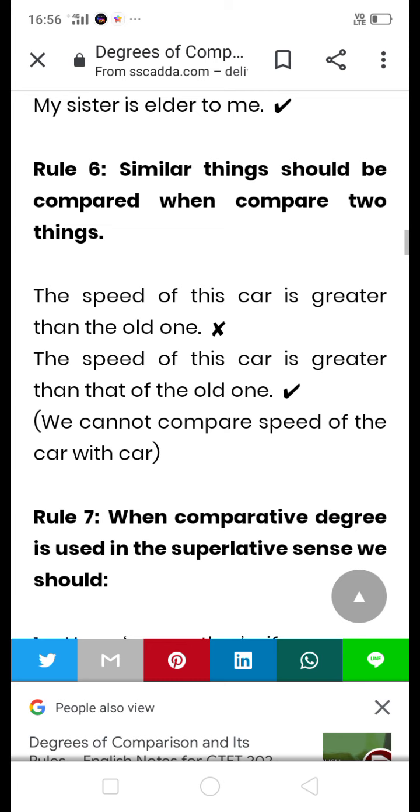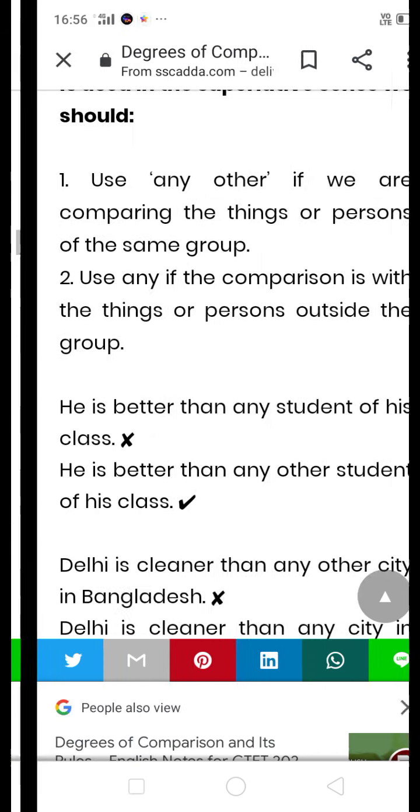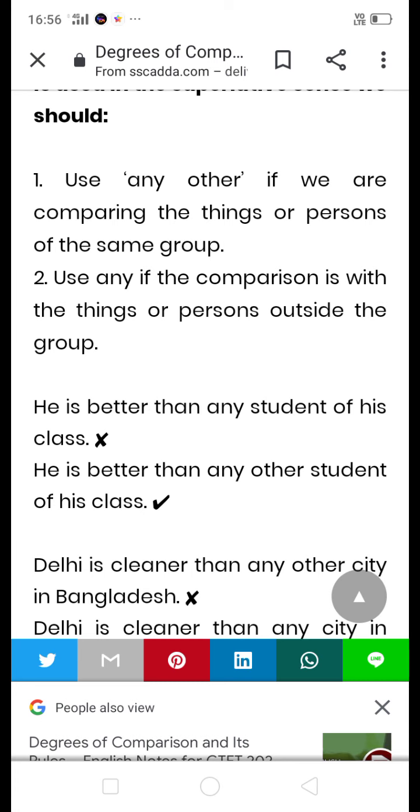Then the next rule. When the comparative degree is used in the superlative sense, we should use "any other" if we are comparing things or persons of the same group. Means if there are things or persons of the same group, at that time we are using "any other." And we use "any" if the comparison is with things or persons outside the group. If the comparison is outside the group, means it is not the same group, at that time we are using only "any," not "any other."